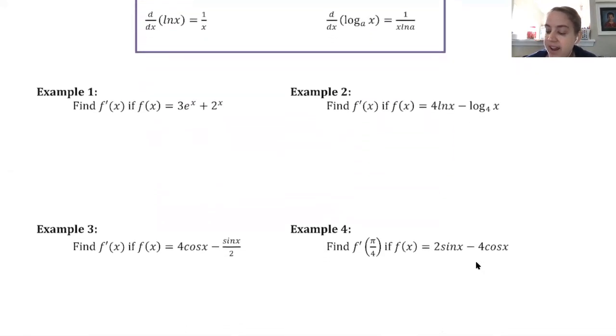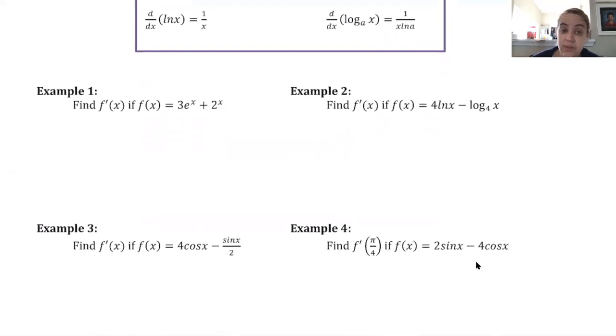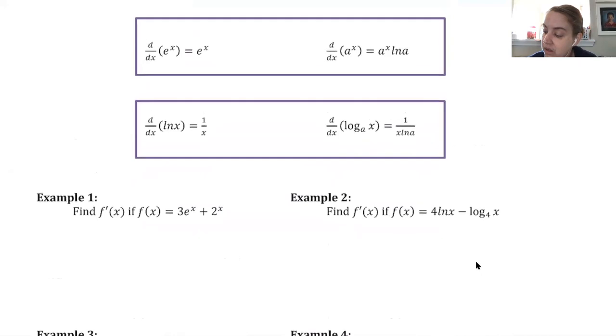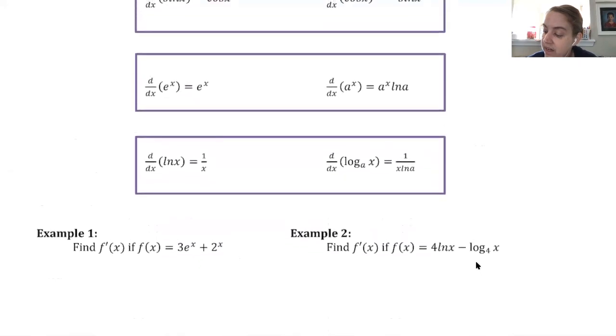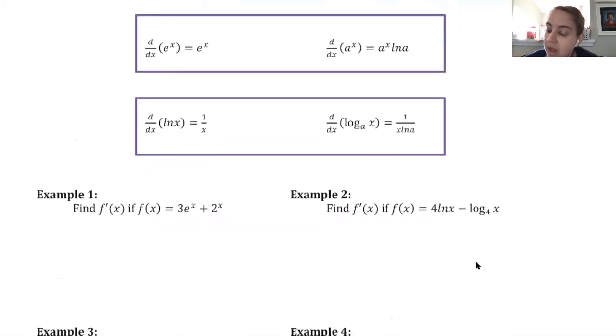Example 1, find f prime of x if f of x equals 3e to the x plus 2 to the x. Now, see if I can fit everything in here. Yeah, I guess I can. Basically, you have to use the formulas that are up above.